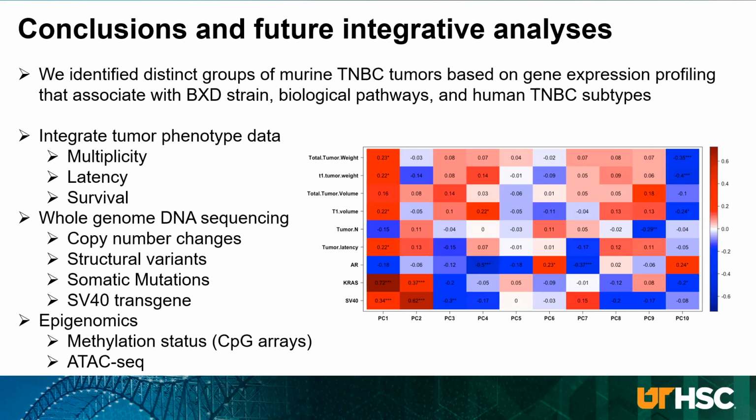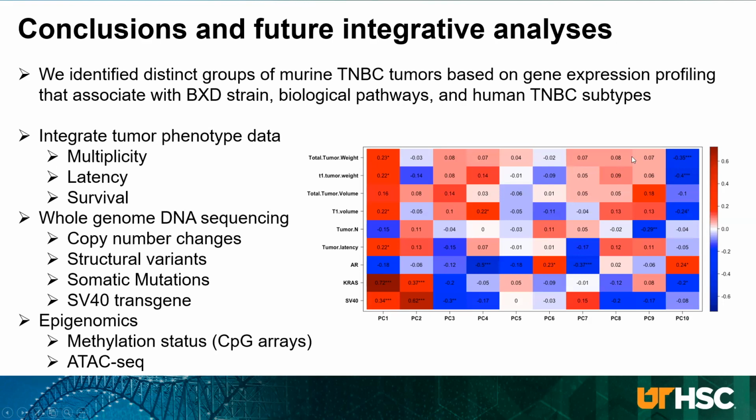To wrap things up, we identified distinct groups of tumors based on gene expression profiling in this murine TNBC model. These associated with BXD strain, tumor biological pathways, and human TNBC subtypes. Where we're going to go forward with this, I think the lowest hanging fruit is to integrate some of this phenotype data you saw before.